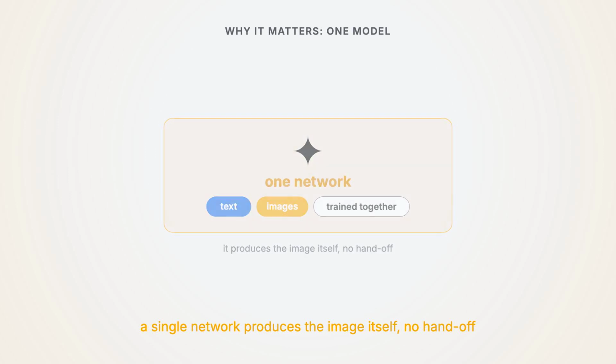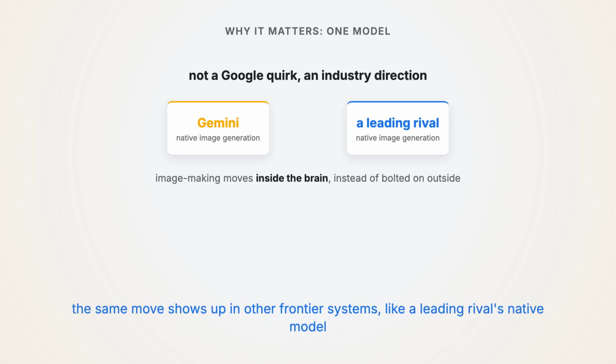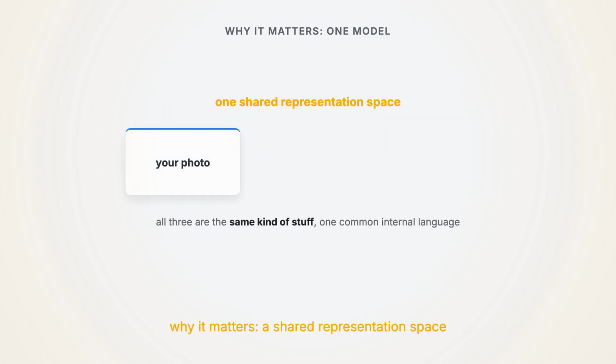And this is not a Google quirk. It is an industry direction, the same move that shows up in other frontier systems, like the native image generation built into a leading rival's model. The field is pulling image making inside the brain, instead of bolting it on the outside. And why does that matter so much? Because of something called a shared representation space.